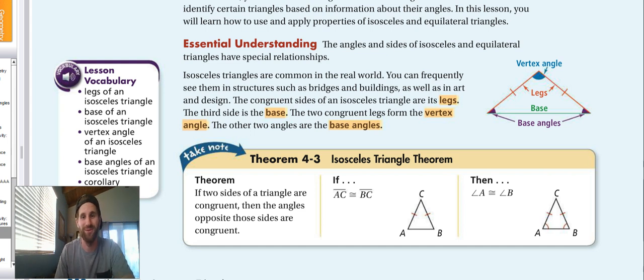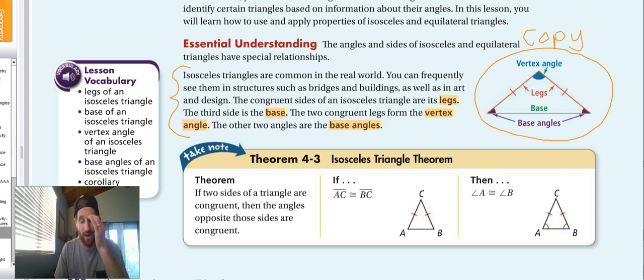We're going to start with vocab. As you can see, all of our vocab is right in this section. In fact, the best thing to do is just to copy down this picture right here. So this is what I would copy if I were you, right here.